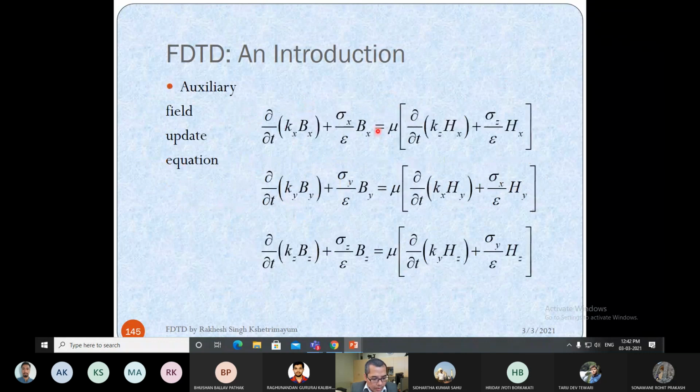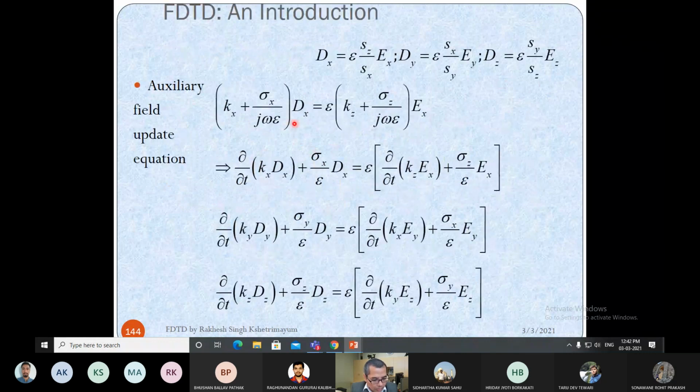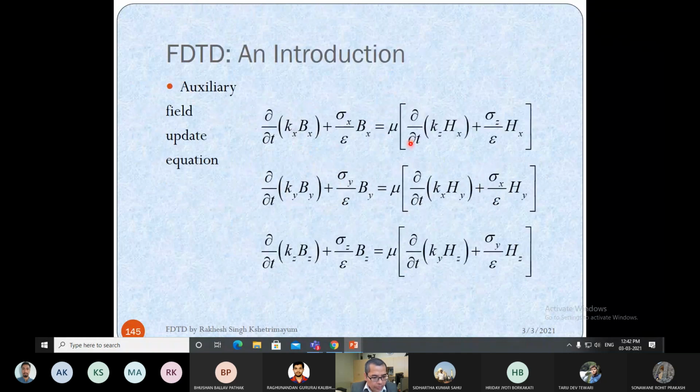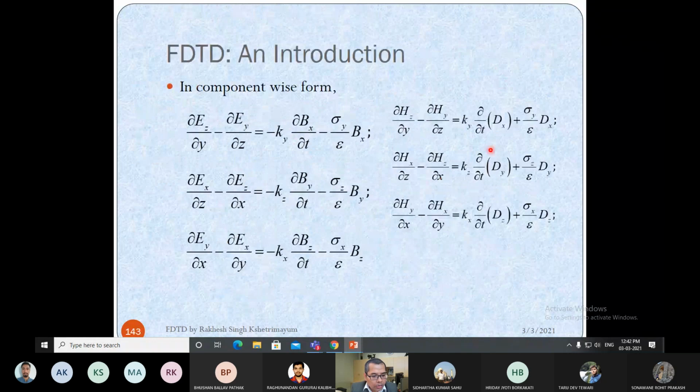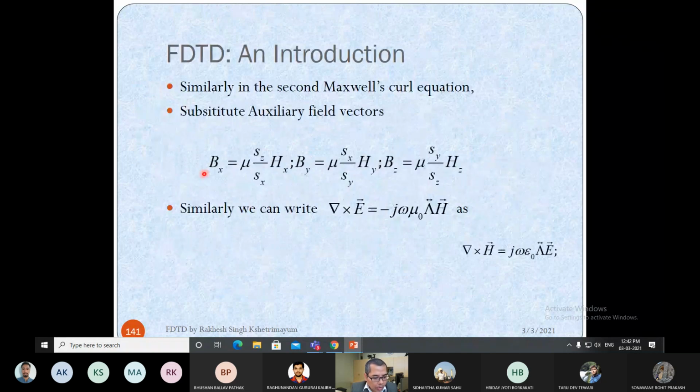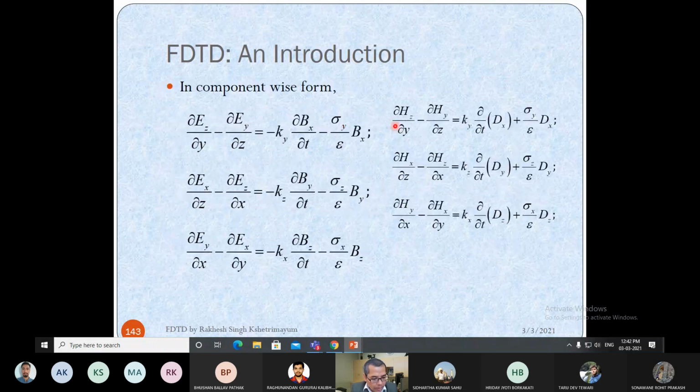So let us try to discretize this. You have 6 of them, I think. Dx, Dy, Dz, and just like Dx, Dy, Dz, we also have Bx, By, Bz with respect to Hx, Hy, Hz. So you'll have 3 equations here, 3 equations there. So you'll have a total of 12 equations for FDTD: 6 for the auxiliary fields and 6 for the 3D FDTD.